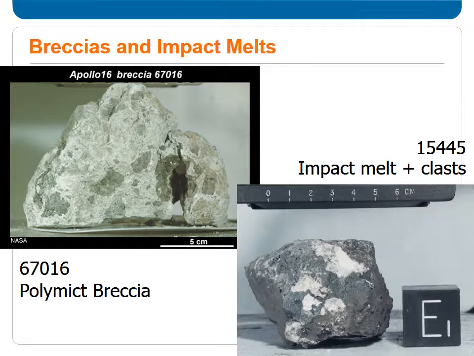Energy from the impact fragments the original lunar rocks and compresses them into new, complex rocks known as breccias. Sometimes portions of the rock melt and resolidify, which allows the age of the impact to be measured using radiometric dating methods.